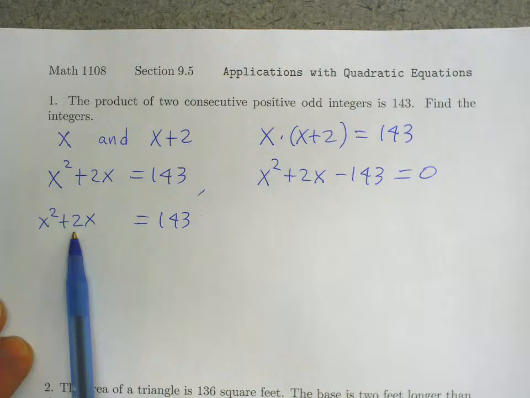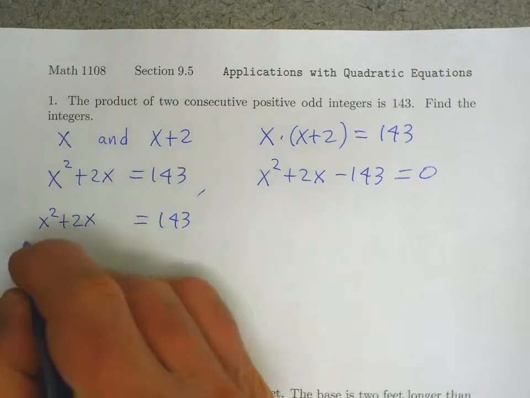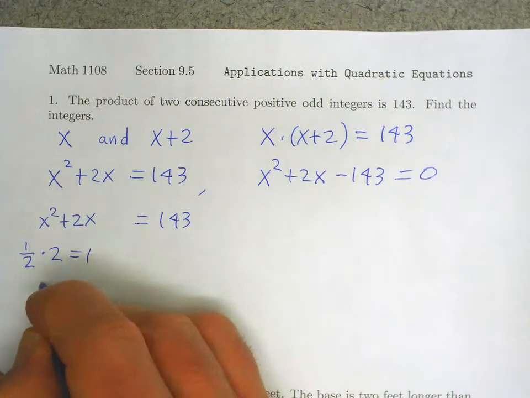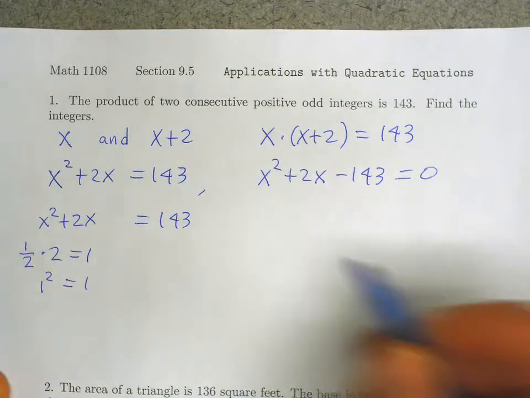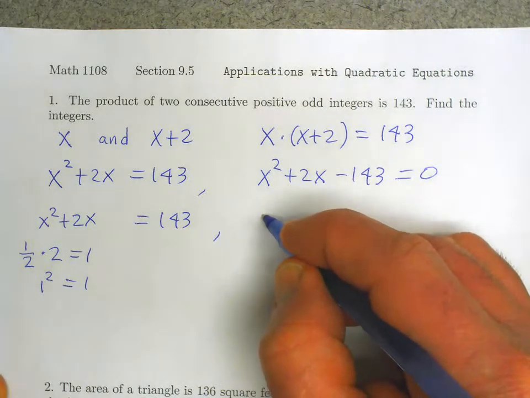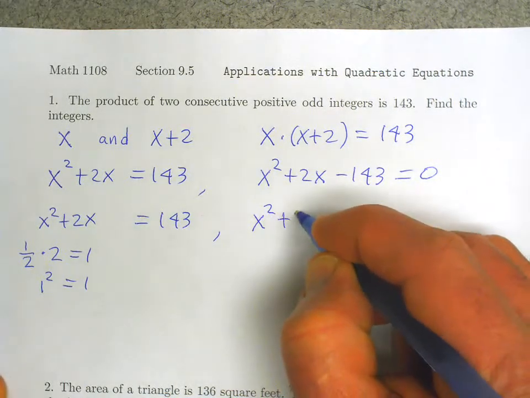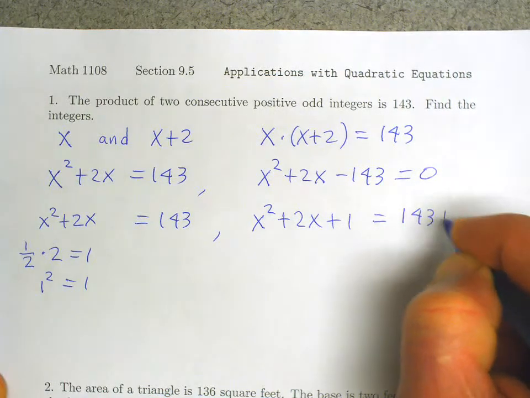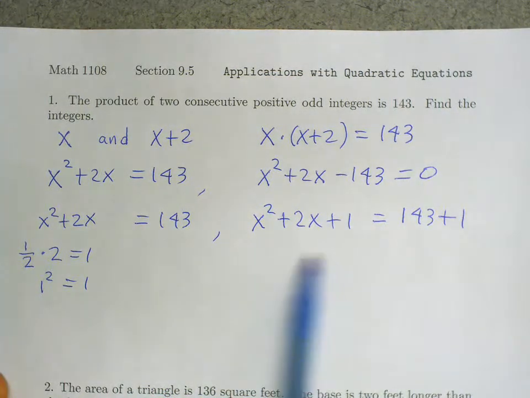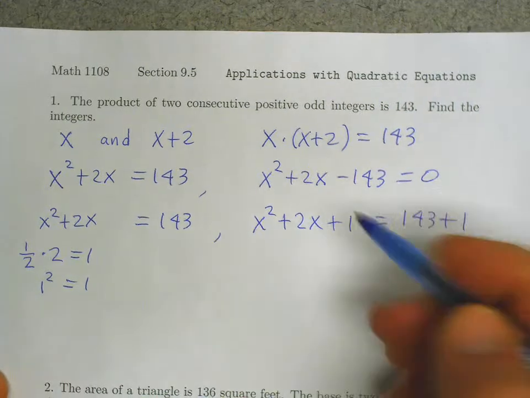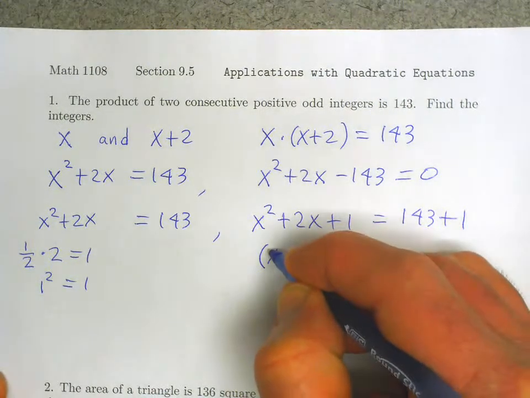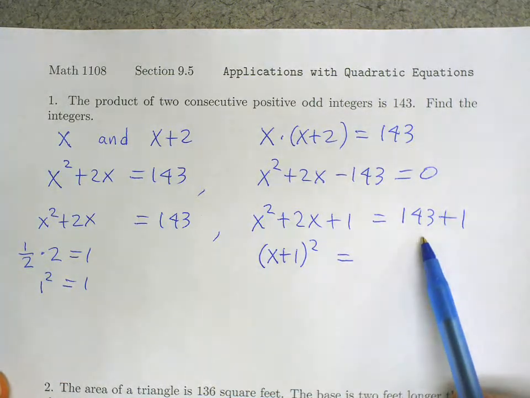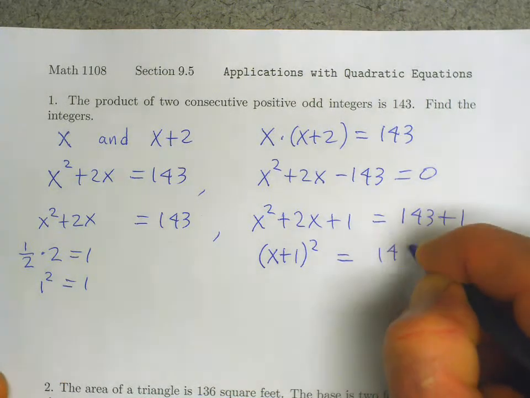We would take 1/2 of 2, 1/2 times 2, that's 1, and then we're going to square that number. 1 squared is 1, so that means if we add 1 to both sides, x squared plus 2x plus 1 equals 143 plus 1. The left-hand side is now a perfect square trinomial. So it's equal to the binomial x plus 1 squared. And the right-hand side, 143 plus 1, is 144.